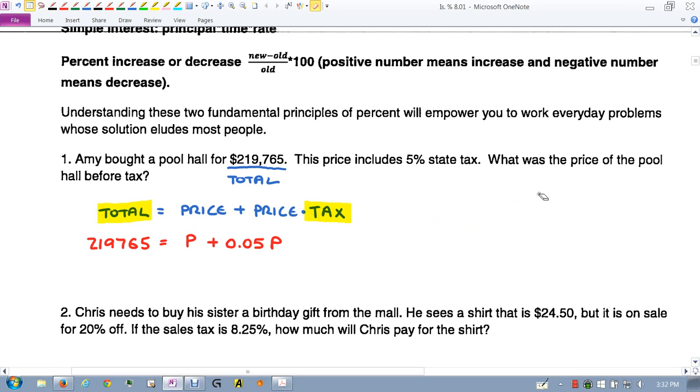All right, what can we do to solve for P? Now we can add them together, right? We can add the P's together because this is like 1P plus 0.05P. Add the two coefficients together, and you get 219,765 equals how many P's? 1.05P. And then divide both sides by 1.05.